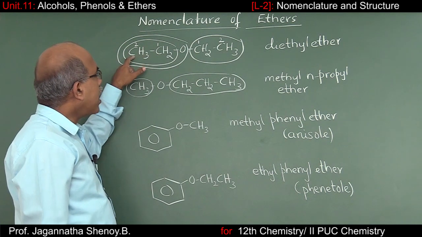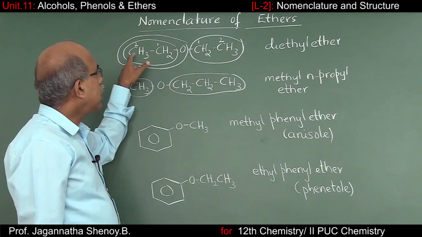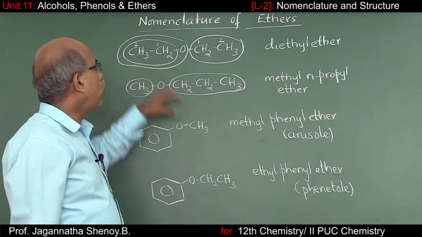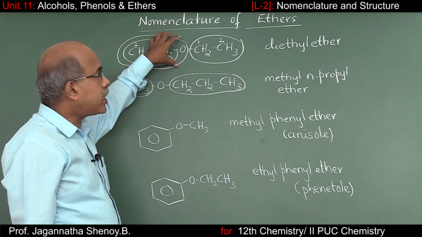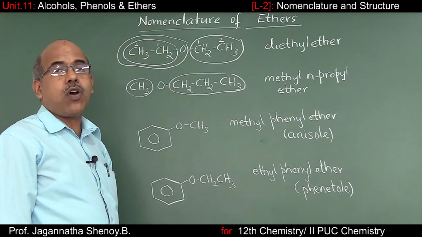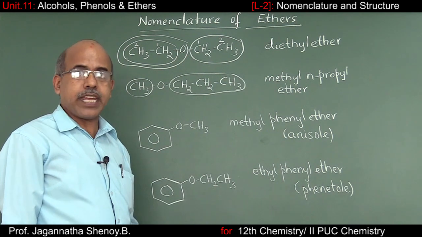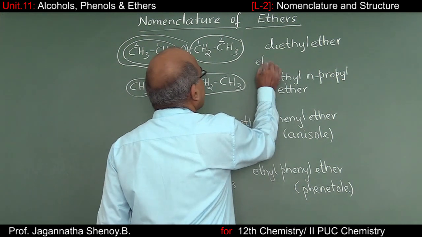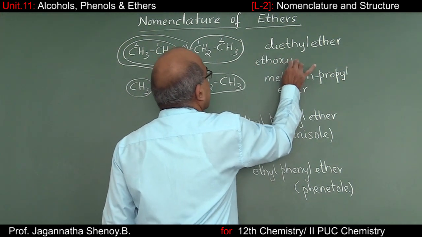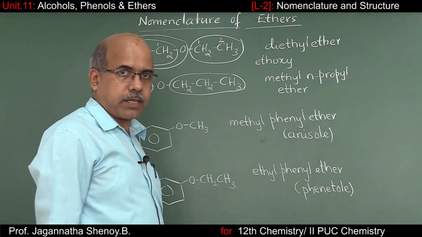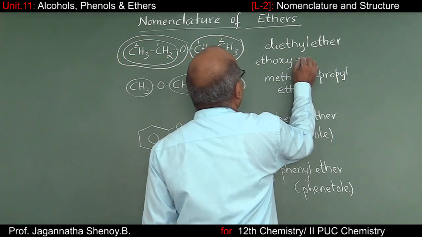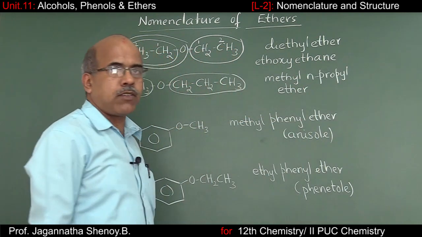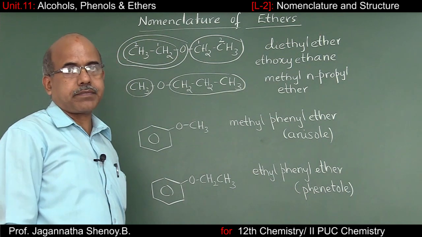So what is the name of the prefix? Here you have an ethyl group, then you have oxygen. So ethyl oxy, it is called ethoxy. So the name of the substituent is ethoxy. Where is it present? It is present on the first carbon atom of ethane. So what will be the IUPAC name of the compound? It has to be ethoxy as the substituent prefix, and the root word is ethane. So the IUPAC name of the first compound is ethoxyethane.